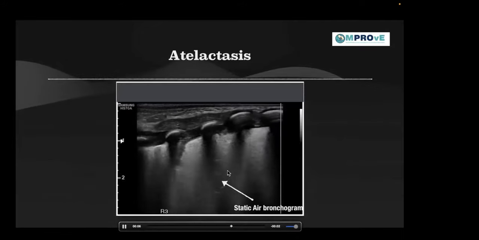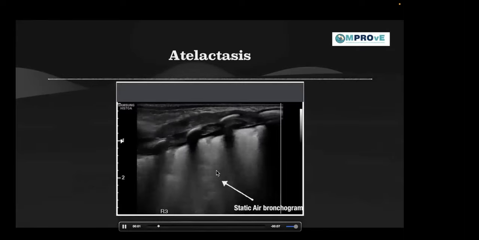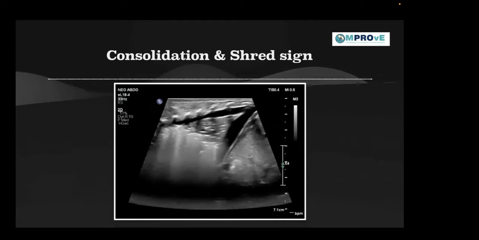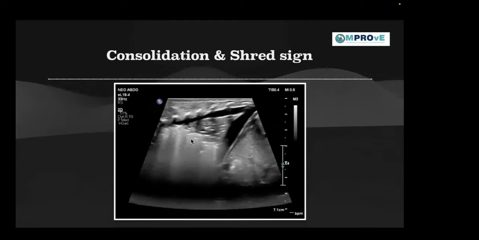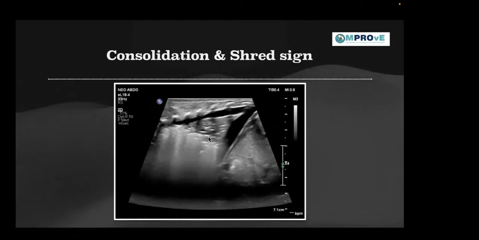Again, the static bronchograms, if you see the small pockets of air, and again this broken area here is your stretch sign. It is not exactly pleura, but the border of the consolidated area. And this is one of the conditions where you have pleural effusion, and that is the time when you actually see the lung. Otherwise, you never see the lung, you always see the pleural line.